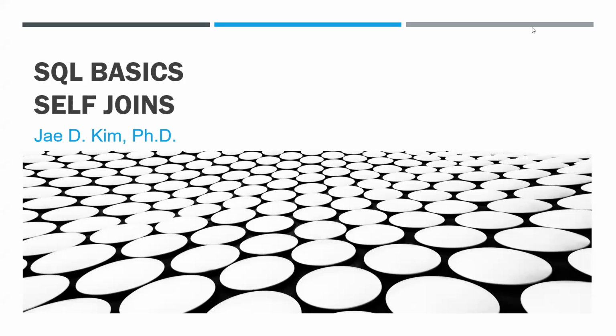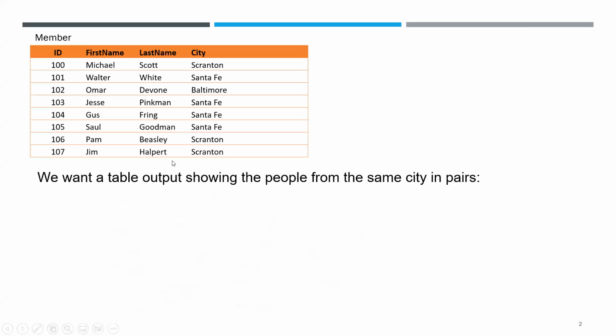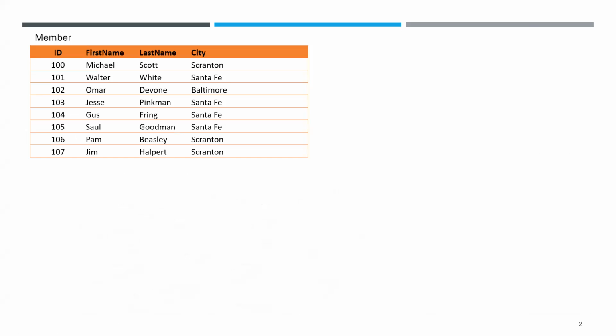In this video, I'm going to show the basic concept of a self-join and show you two examples of how to apply this concept. So self-join is going to be very, very useful depending on what you're trying to do. Here's a very simple example. So let's say I have this table.